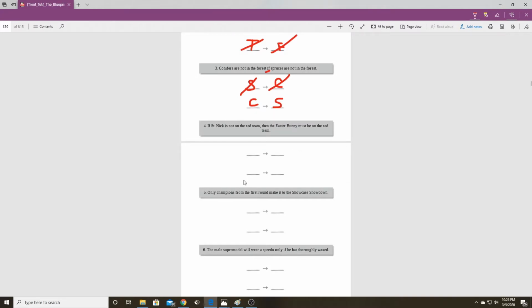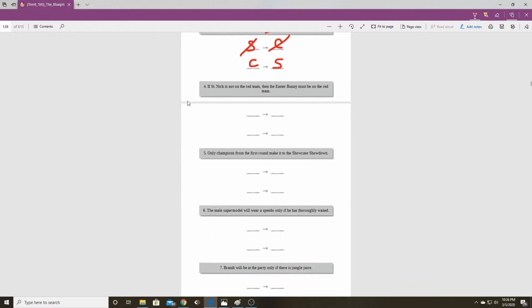Now I'm going to start running through these because we understand the concept now. So make sure you pause the video if you want to try them yourselves. If not, we're just going to keep on rolling. If St. Nick is not on the red team, then the Easter Bunny must be on the red team. So, if he's not on the red team, Nick, red team, cross out. The bunny is on the red team. Switch and negate. Very simple. Bam. There you go. So, if the bunny is on the red team, then Nick is on the red team.